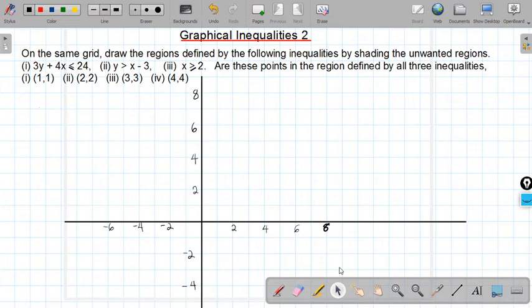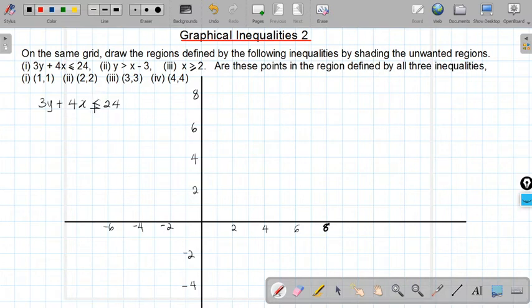It says, on the same grid, draw the region defined by the following inequalities by shading the unwanted region. The first one says 3y plus 4x less than or equal to 24. So in that case, we have 3y plus 4x less than or equal to 24.